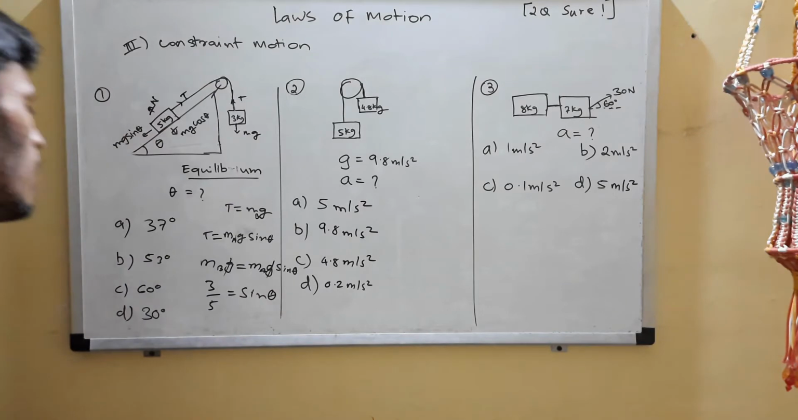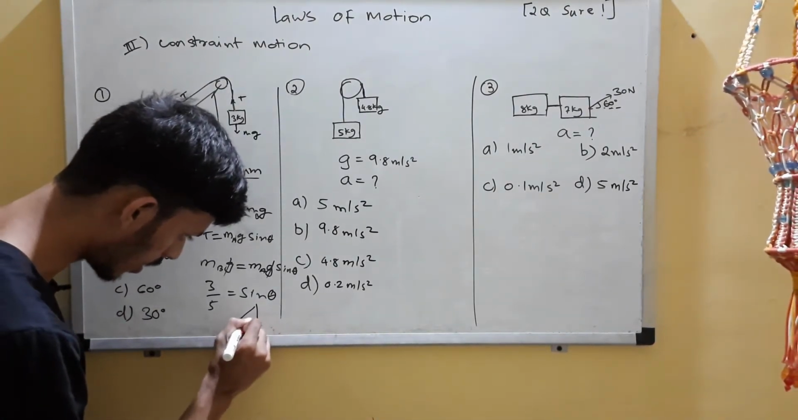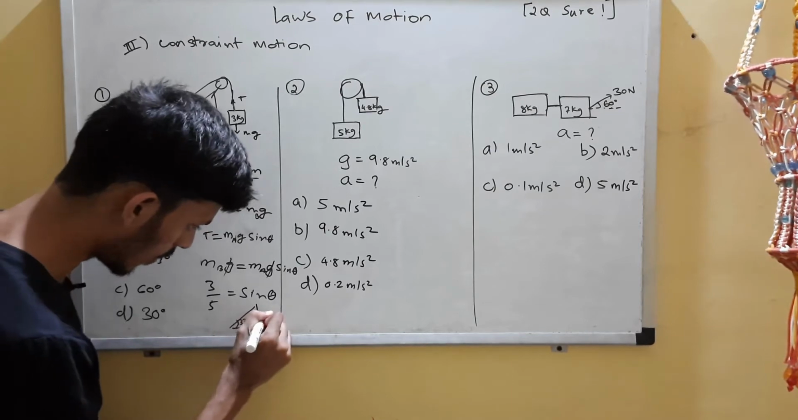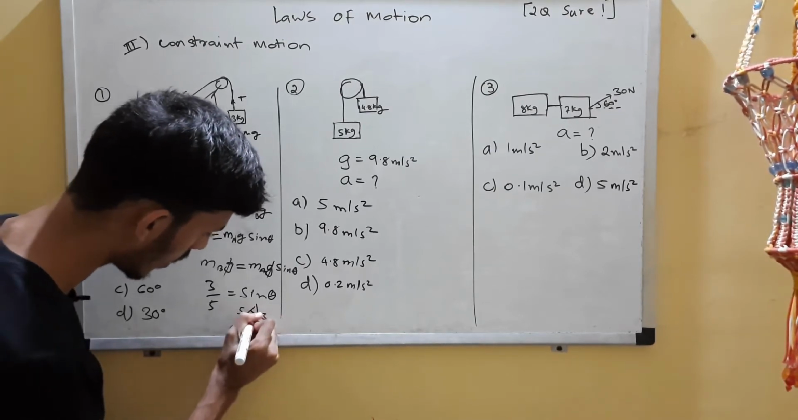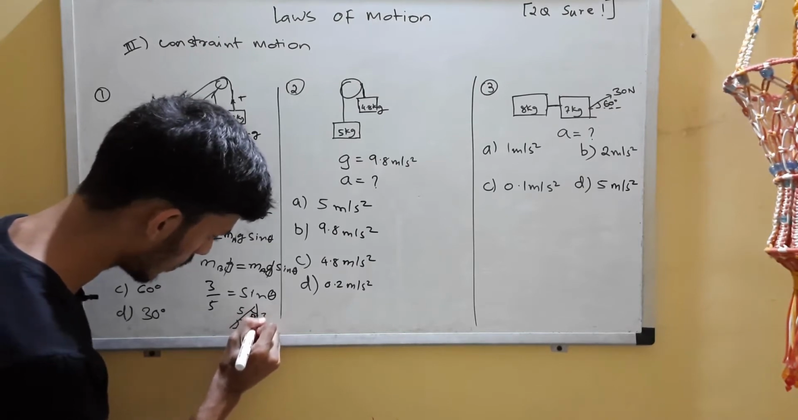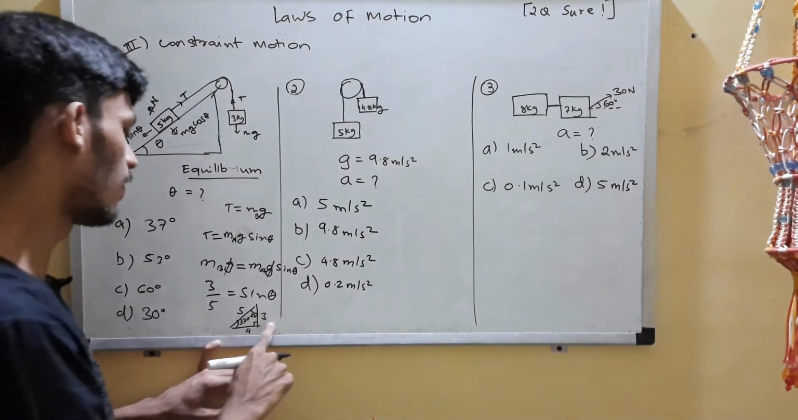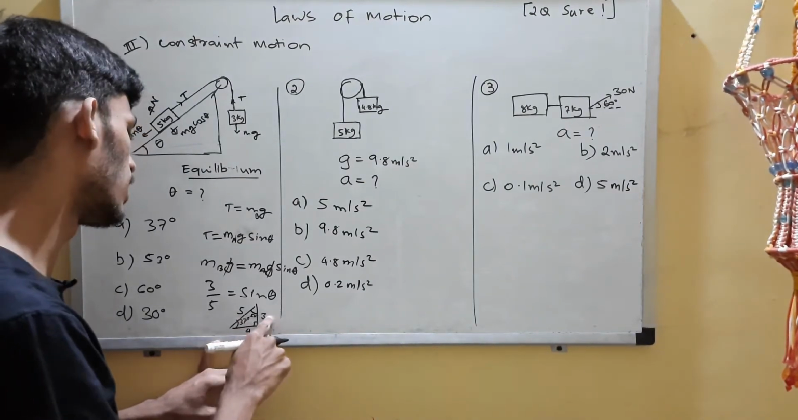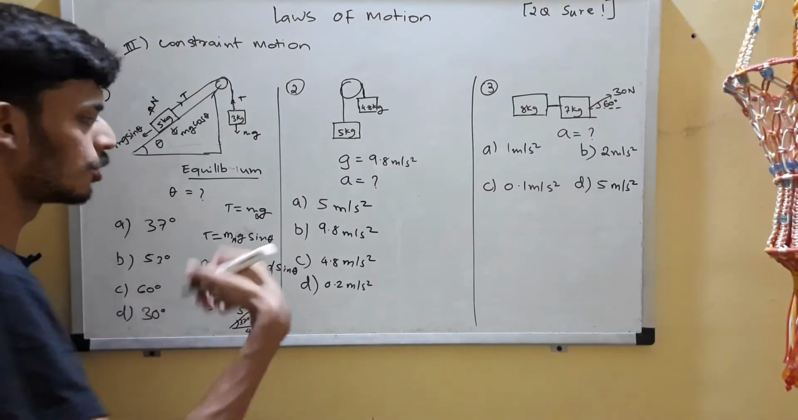Now you should know this famous triangle. So this is the triangle with 37 degrees. Here we have 3, here we'll have 4, and here we have 5. And this angle is 53 degrees, and this is of course 90. So if you see, sin of 37 is 3 by 5, right? Sin of 37 is 3 by 5. So this is the famous triangle that you should remember.